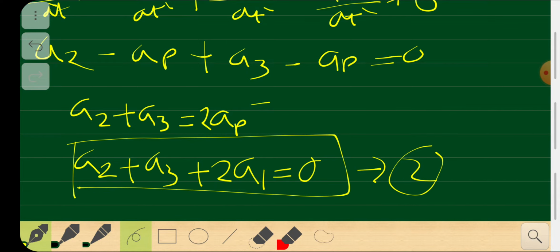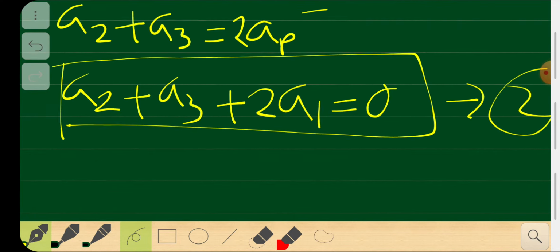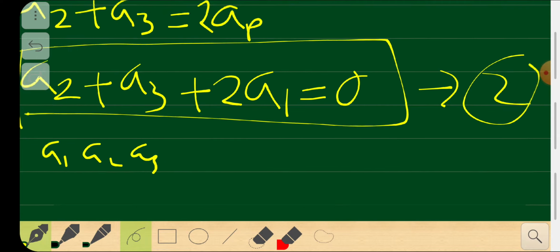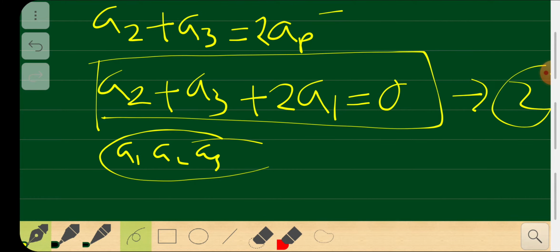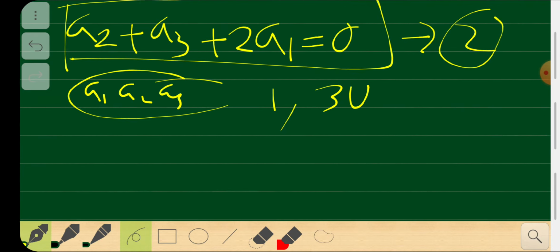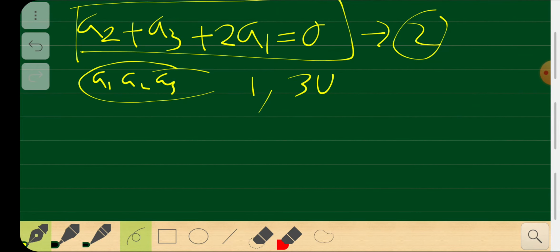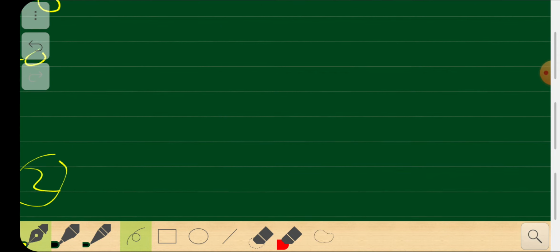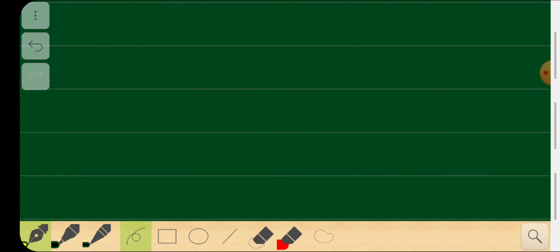So what we got is an equation with a1, a2, a3, right? One equation and three unknowns. So you cannot solve that equation. You need some additional factor to solve this problem, right? So for that I'm going to use something more.